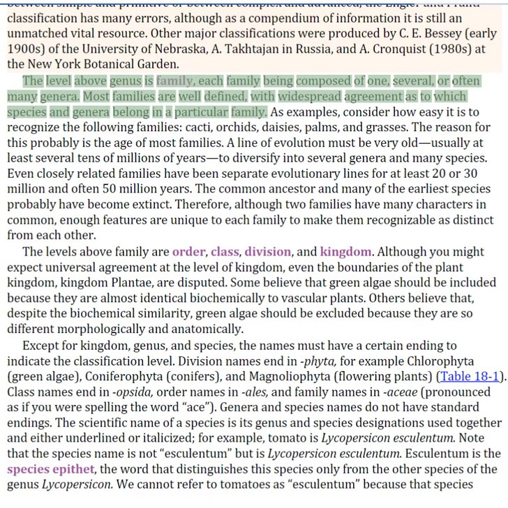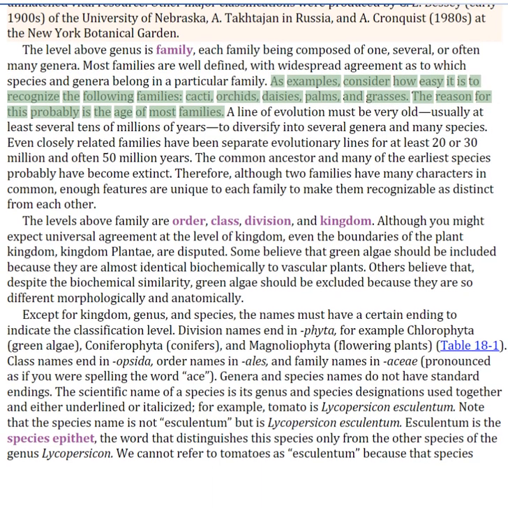The level above genus is family, each family being composed of one, several, or often many genera. Most families are well defined, with widespread agreement as to which species and genera belong in a particular family. As examples, consider how easy it is to recognize the following families: cacti, orchids, daisies, palms, and grasses.